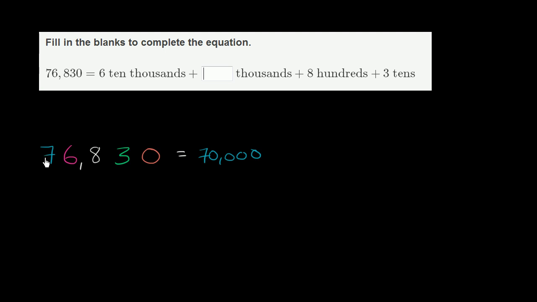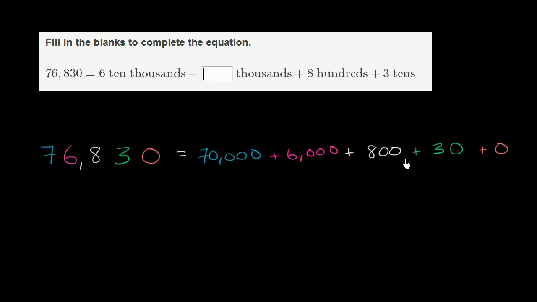The 7 is in the 10,000s place. So it's 7 10,000s, which is 70,000. Plus the 6 is in the thousands place. So it's 6,000, or 6,000s, one could say, plus 800, or you could say 800s, plus 3 tens, or 30, and then there's 0 ones. So we could just write that out as 0 if we like.